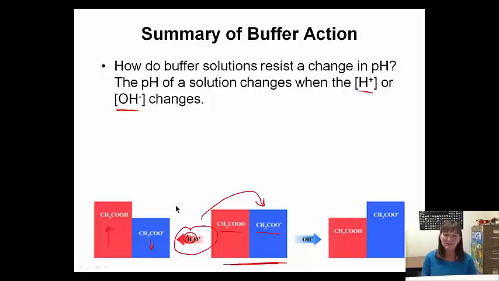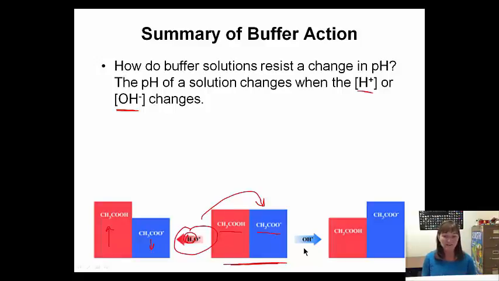But in doing that, I've changed the ratio of my acid and my conjugate base, but I have used up the hydrogen ion. So the pH is not going to change because there's no hydrogen ions floating around, because it was neutralized by the acetate ion, that conjugate base.